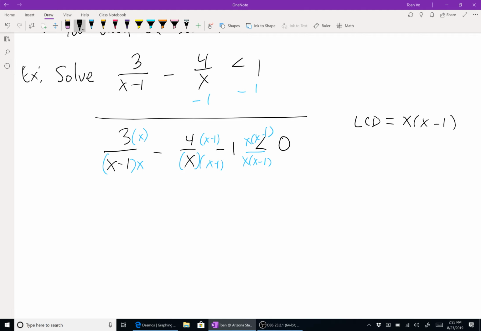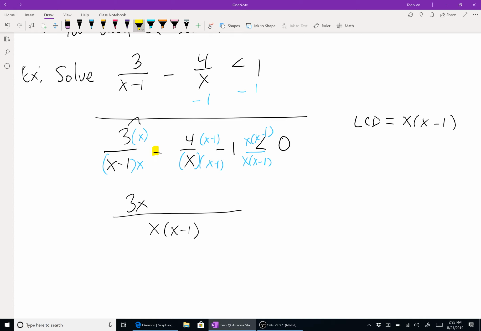Let's remember from, I think it was 1.3 or 1.4, when I personally do rational expressions, I do not multiply out the denominator, so I'll leave it in factored form. The denominators are all the same now, so I can just write it as one giant fraction. And then just work the tops. 3 times x is 3x.